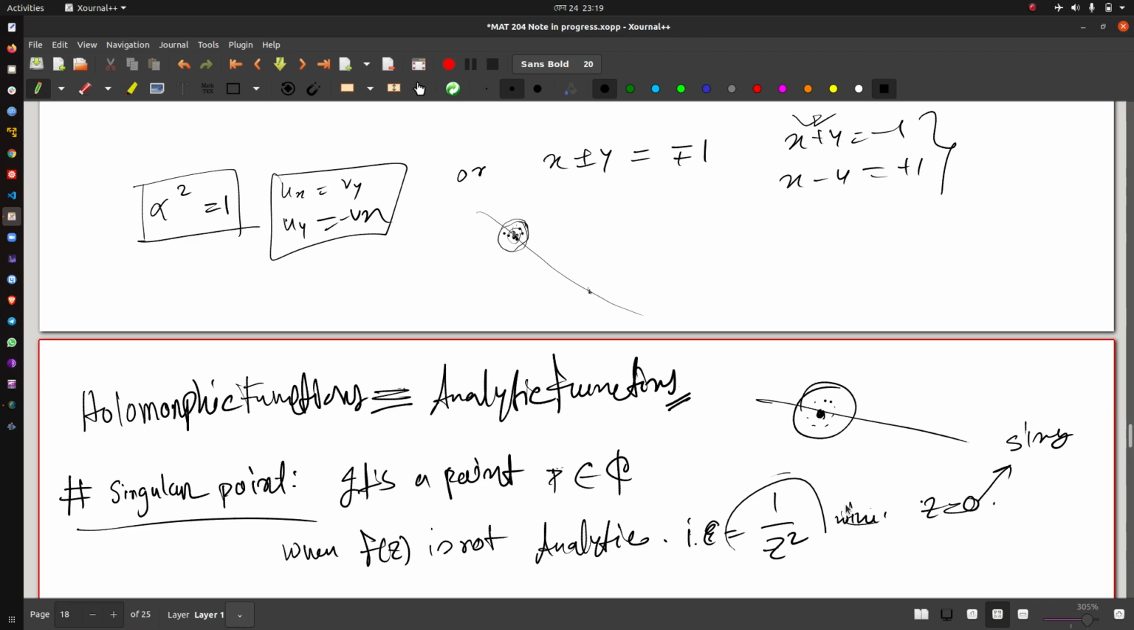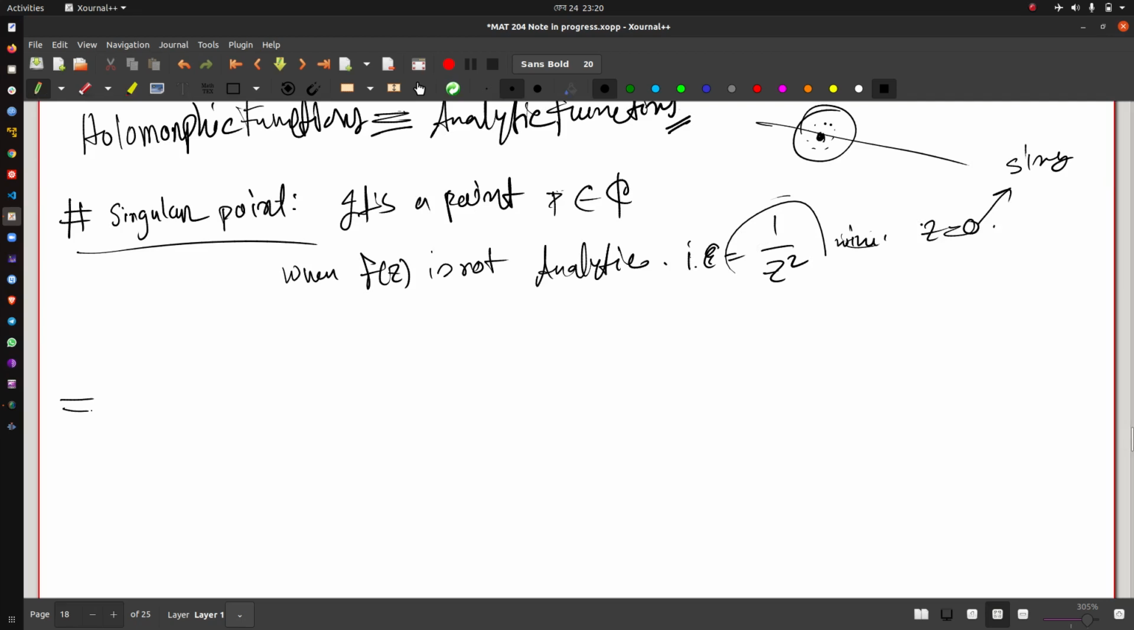Okay, a regular point is such that in those points the function is analytic. So these two definitions are inverse to each other. And finally, let's define another thing called an entire function.